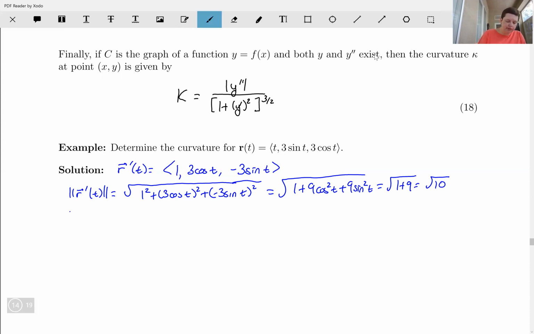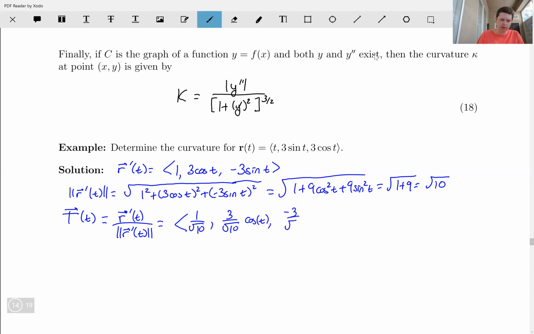The next thing we need is the unit tangent vector, but that's simply found by taking r prime and dividing by the magnitude. So after plugging in, I get 1 over root 10, 3 over root 10 cosine of t, negative 3 over root 10 sine of t.